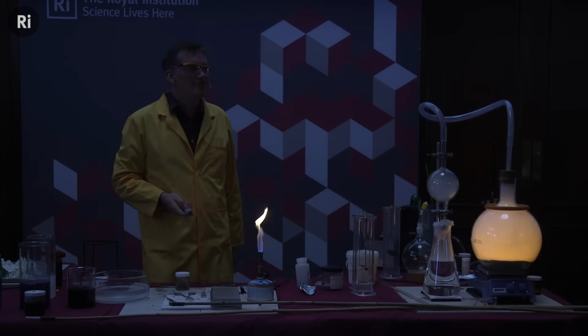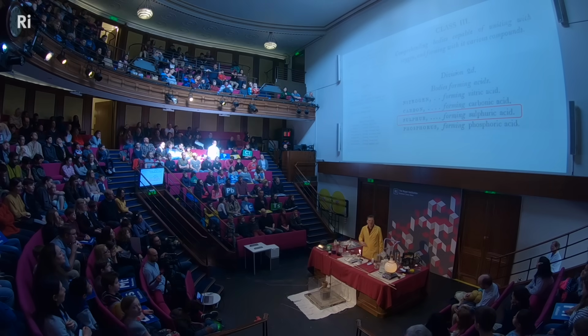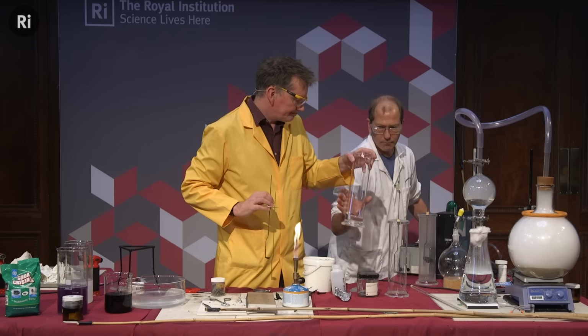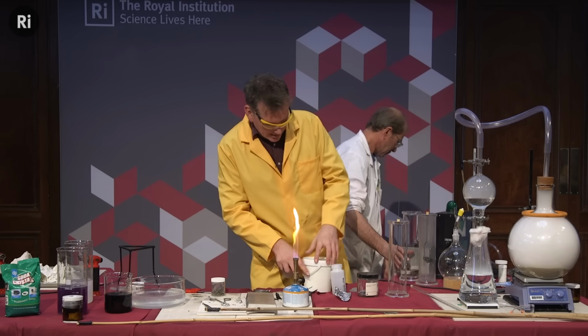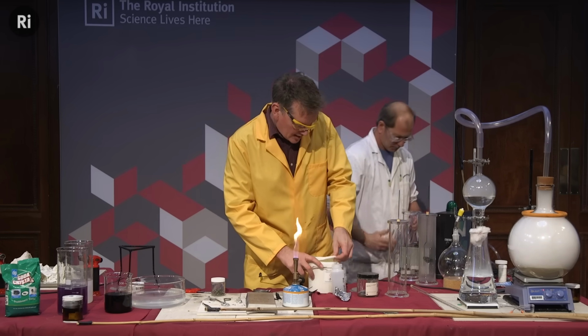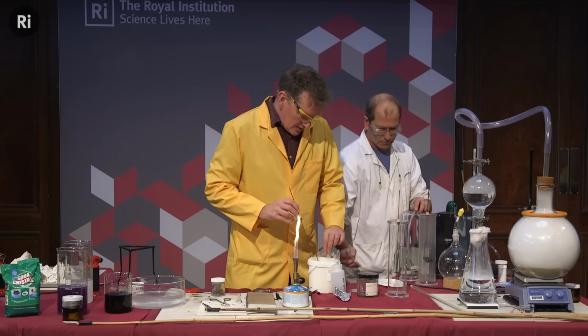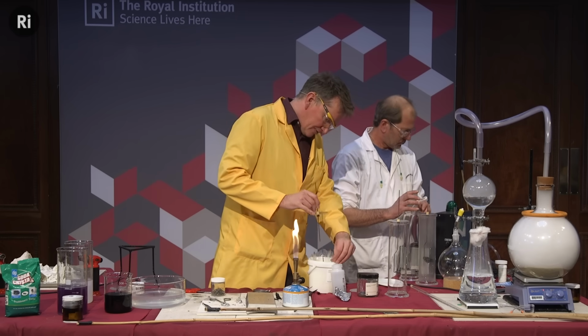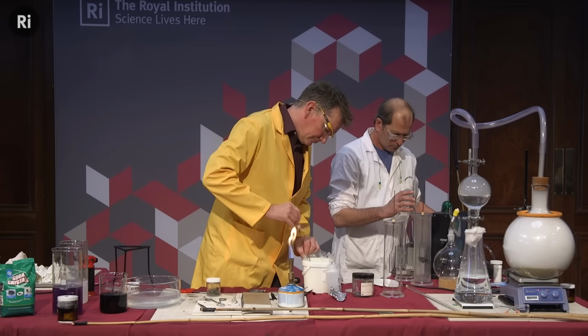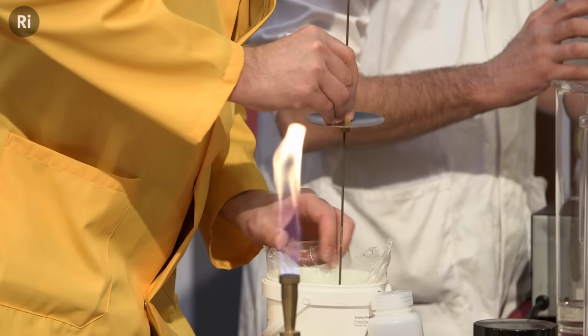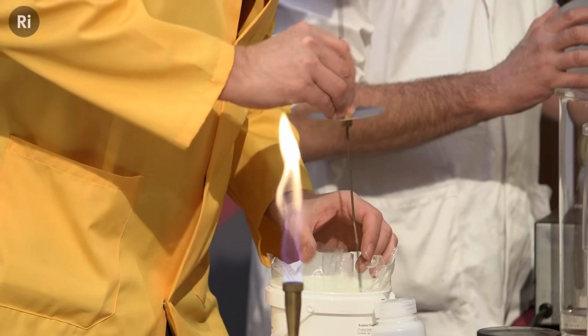After phosphorus in group 5, we have sulfur in group 6. I have some sulfur in here. And again, Chris is just going to put some oxygen into the jar. Okay, and I'm going to pick up a little piece of sulfur. So here is some sulfur.